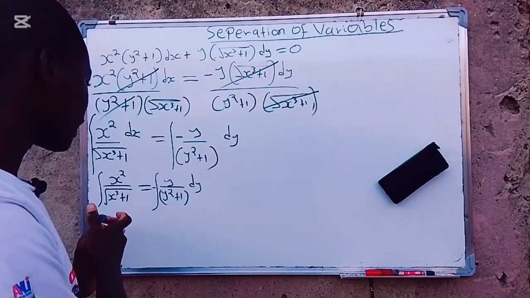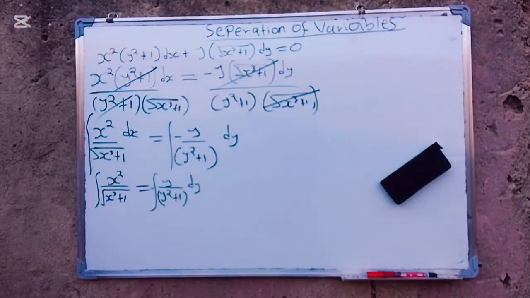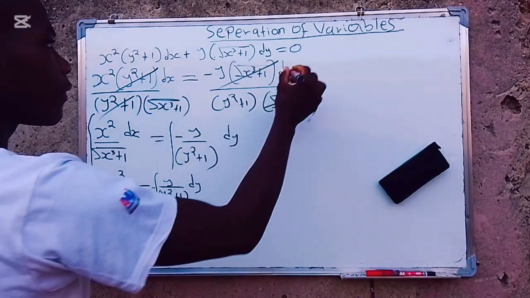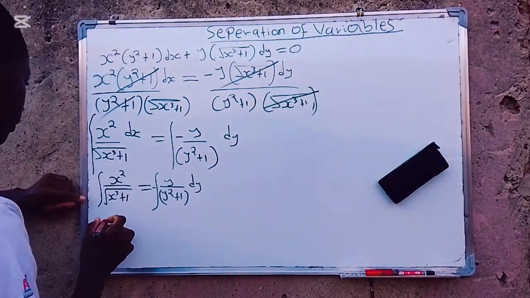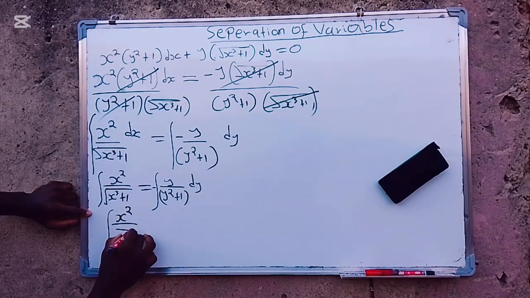What is the next thing that I'm going to do? I'm going to integrate this and integrate that. But you have to take a look at this integration. We cannot integrate it directly. We're supposed to use the u substitution method. So let's first deal with this integration, the integration of x squared over the square root of x cubed plus 1.